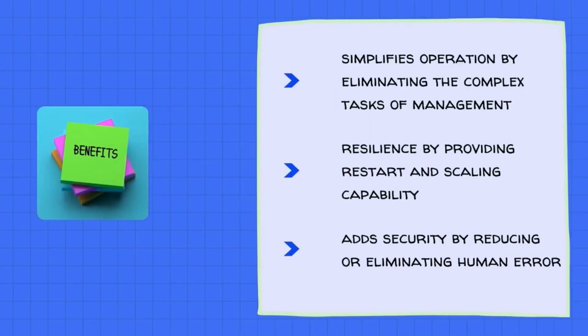Okay, so let's look into some of the benefits of container orchestration tools like Kubernetes. Container orchestration tools simplify the complex management that we do manually, like creation of underlying containers or removing those containers when they are not in use. So all these things can be managed by container orchestration tools. They also provide resilience by providing restart and scaling capability.